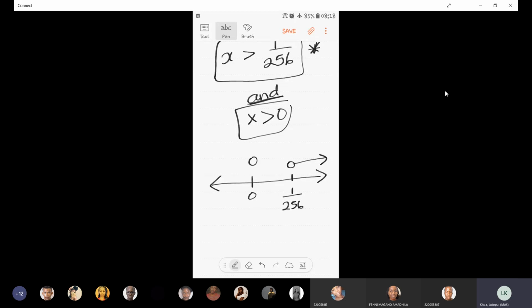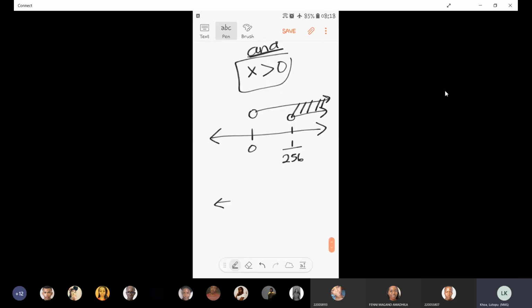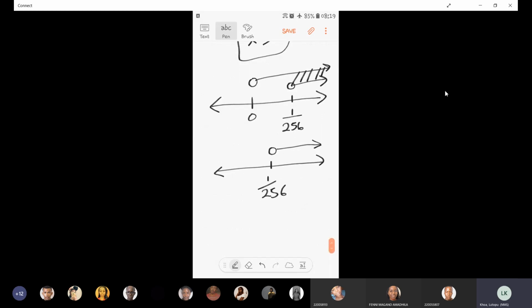So at 0, my circle is open because it is strictly greater than, and greater than means you go to the right. Then you ask yourself, where on this number line should I stand so that when I look up, I see 2 lines above me? That is in this region over there. Then you can draw your final solution. So here I have 1 over 256. My circle is open, going that way. And then in interval notation, this is 1 over 256 to infinity.